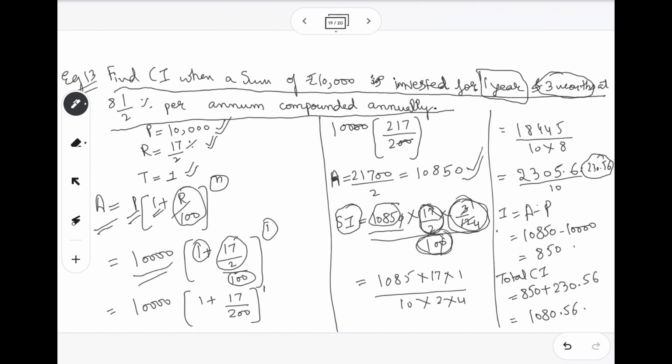So the interest would be equal to amount minus principal, which is 10850 minus 10,000, which is equal to 850, which is the interest for the 1 year. So for the total compound interest, we have to add 1 year as well as 3 months interest, which is 850 plus 230.56, which gives the value finally as 1080.56.